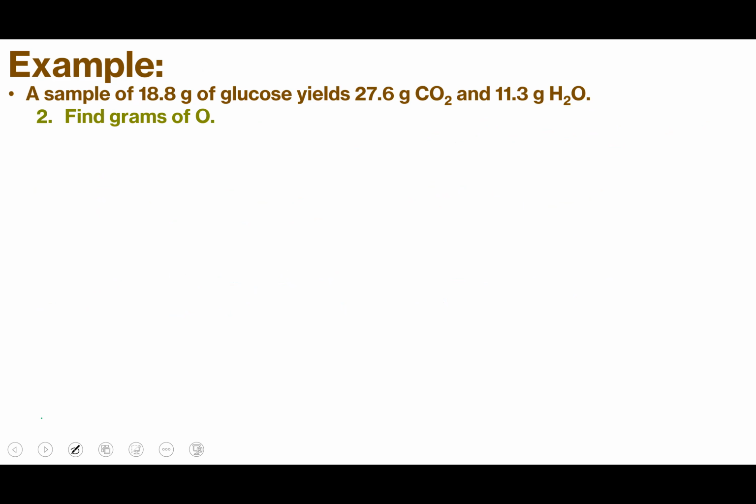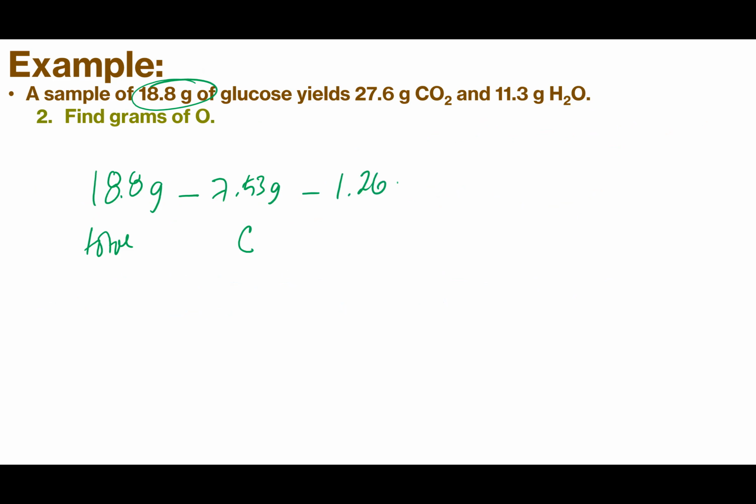So we're going to subtract. Our total mass was 18.8 grams. This is our total. Minus 7.53 grams. That was our carbon. Minus 1.26 grams. That was our hydrogen. And this gives us a nice 10.0 grams of oxygen.